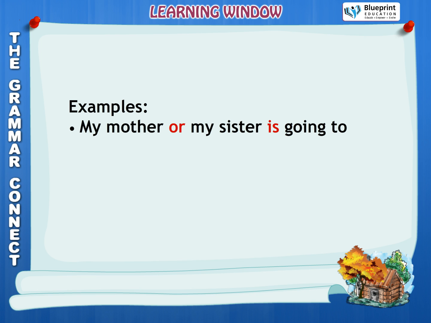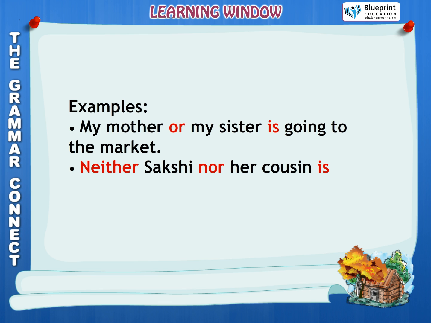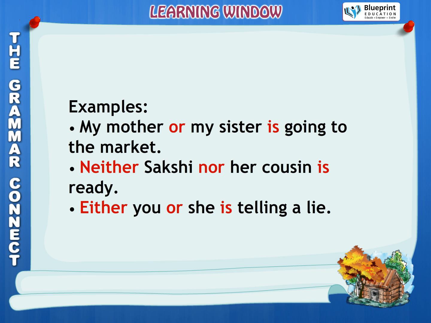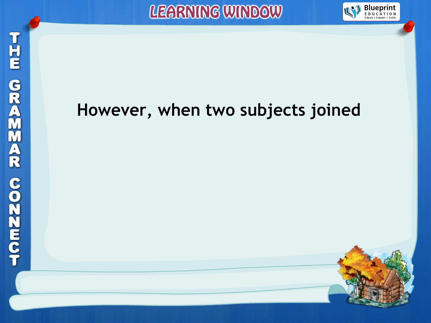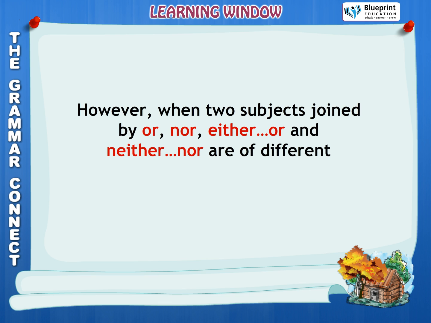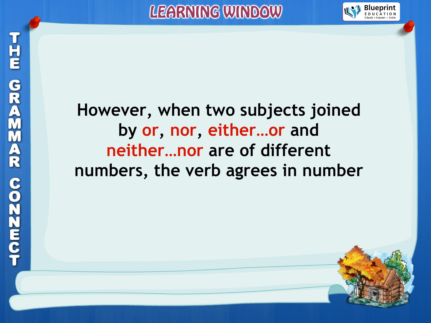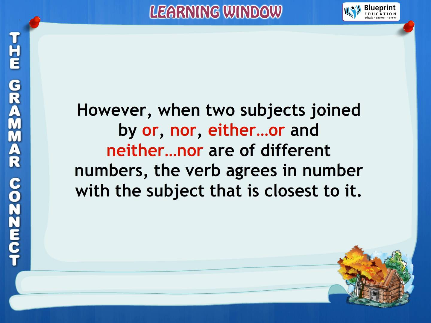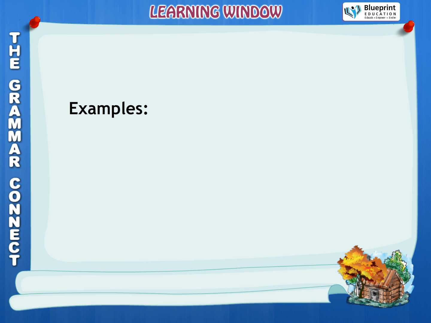Examples: my mother or my sister is going to the market. Neither Sakshi nor her cousin is ready. Either you or she is telling a lie. However, when two subjects joined by or, nor, either or, and neither nor are of different numbers, the verb agrees in number with the subject that is closest to it.